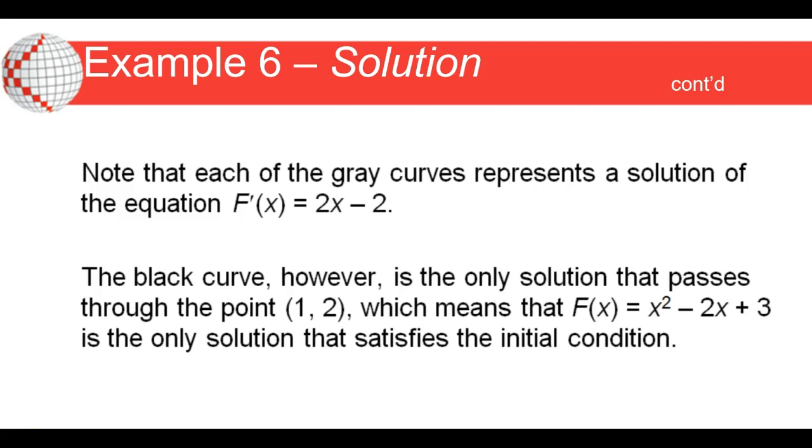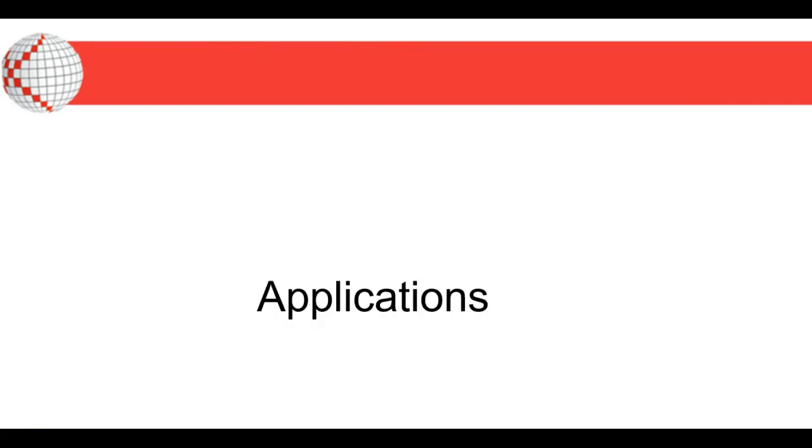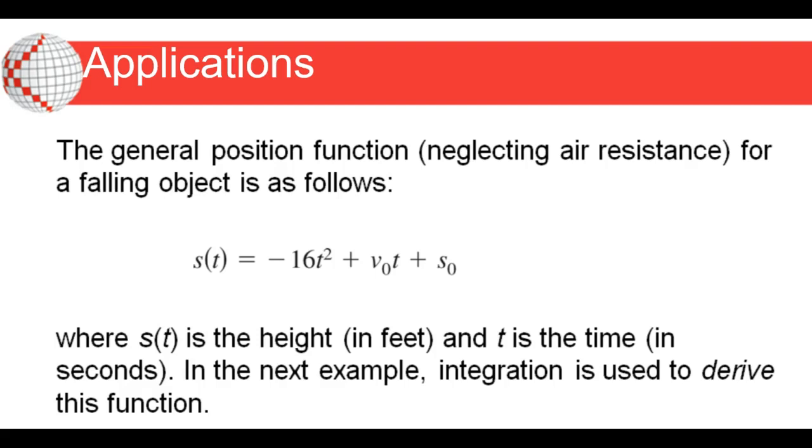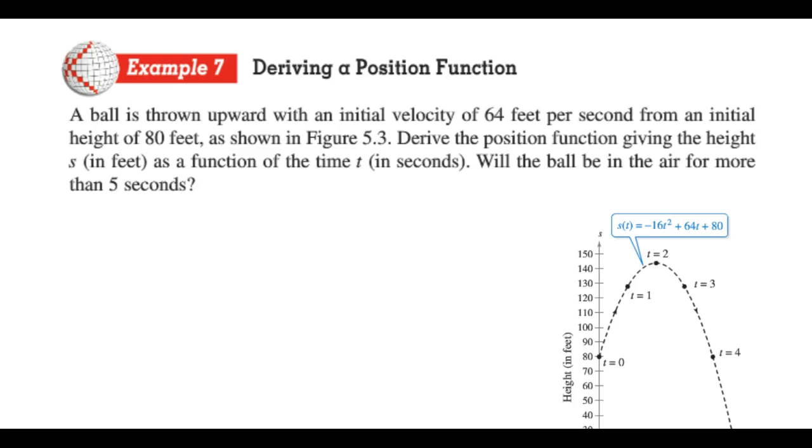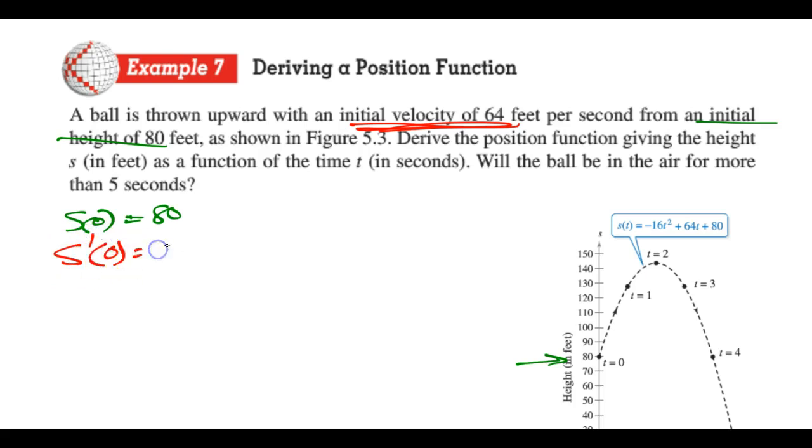And again, all of this is posted on Blackboard, so you can check that as well. Application just means I have to do some reading. Here's a general equation. V sub 0 is your velocity. This is your initial height, S at 0. So if you read through this, it tells you that the initial height is 80, and the initial velocity is 64, so we know S prime 0, that's at time 0, is 64.